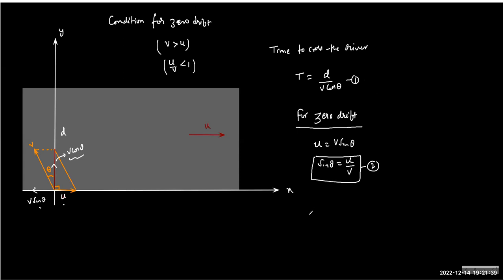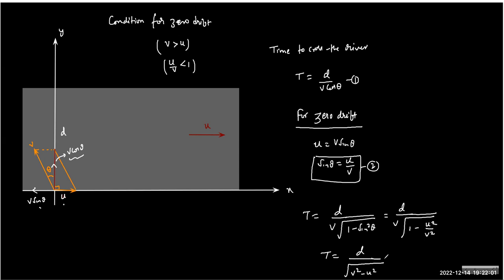Now we can go back and calculate the time. So what is the time now? D upon V cos theta, we can write as 1 minus... and so you will get... so you can see the time has increased actually. So definitely you will take more time to cross it, isn't it? Yes. I hope this is clear, right?